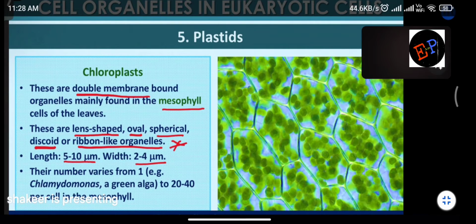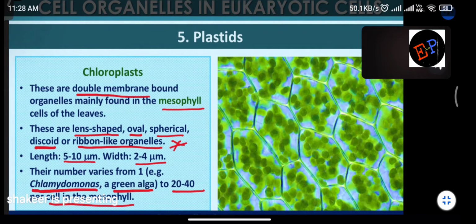Clear? And their number varies from 1 in the case of Chlamydomonas, clear, ma? 20 to 40 per cell in the case of mesophyll cells. Are you able to understand? So, in every type of plant, you cannot see the same type of chloroplast. It depends on the type of plant which you are studying. Only one chloroplast is present in which plant? It is present in Chlamydomonas, which is also called green algae. Are you able to understand?